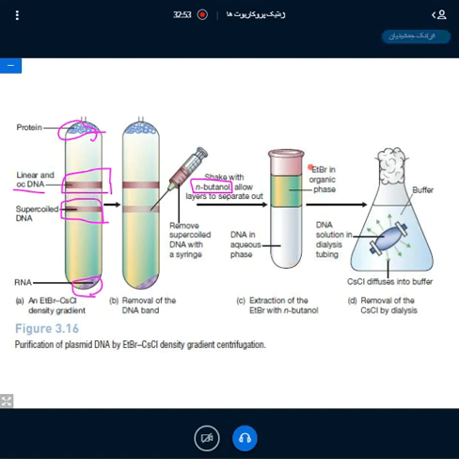Which part do we want? We want the bottom part, yes? So we discard the upper phase and we keep this part. What do we have here? Here we have cesium chloride too, that we don't want.